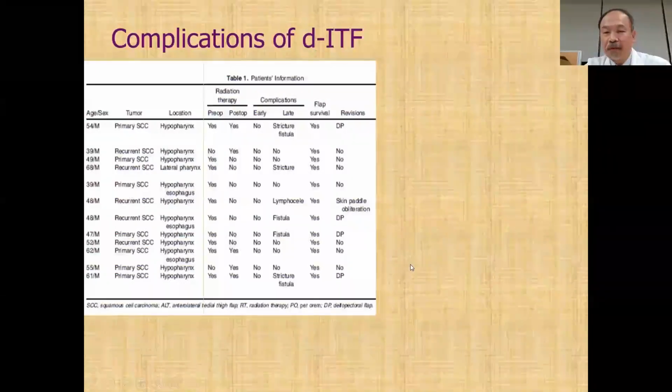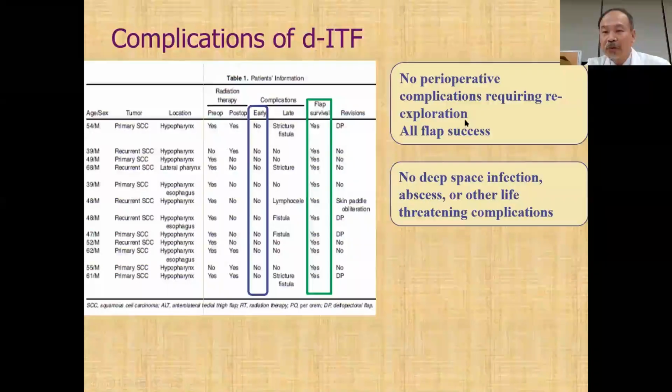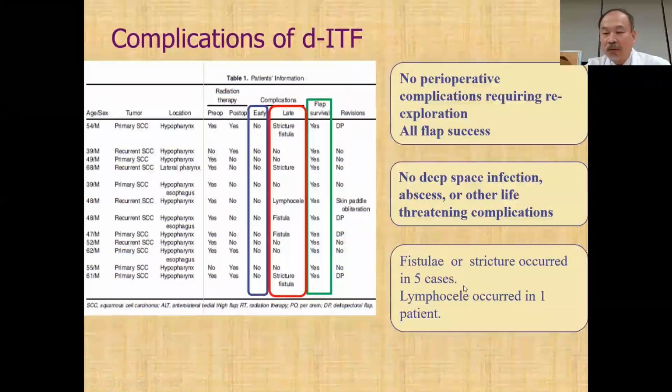By using this method, we have achieved no perioperative complication requiring reoperation, and also, very important, no deep space infection, abscess, or other life-threatening complications. We have only late complications. We still have fistula or stricture occurrence in 5 cases, and emphysema occurred in 1 patient. And then we shift to the second part.